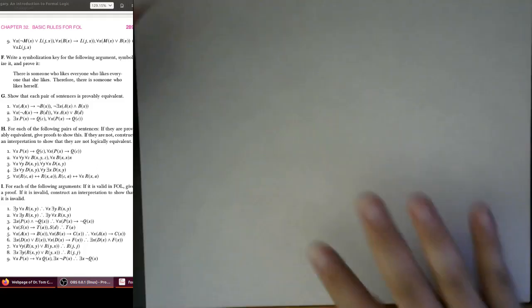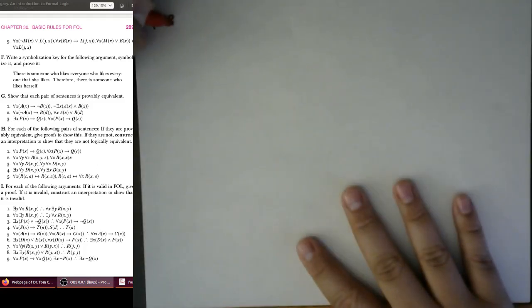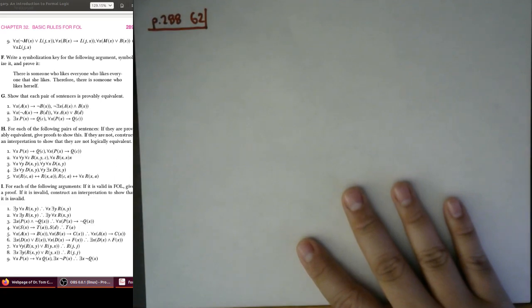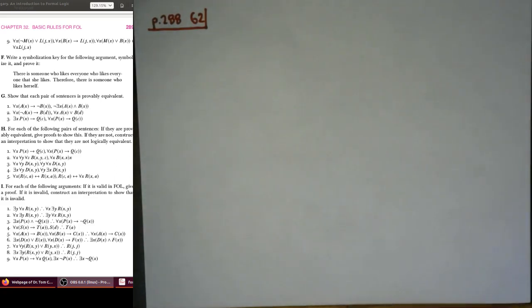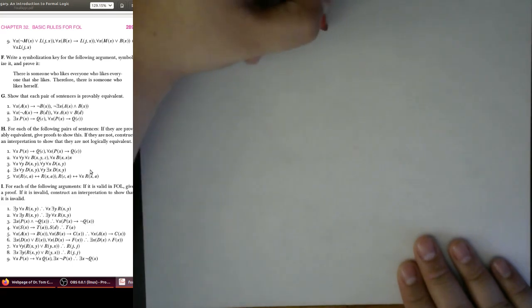Okay, let's look at page 288, problem G2. In this problem, we want to show that these two sentences are provably equivalent. That would mean, from the first one, which I'm going to write here for my convenience, for all x, not A of x implies B of d.